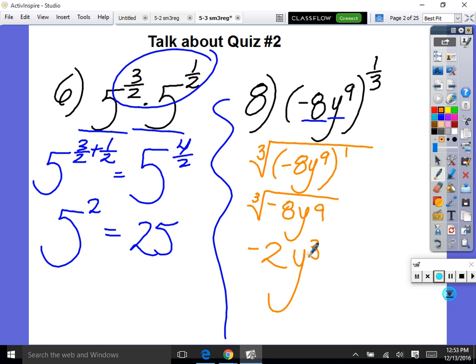Or you could have done raise the power to a power and you multiply. Negative 8 to the 1/3, and y raise the power to a power, you multiply. That's 9 over 3, which is 3. So then the cube root of negative 8 is negative 2. We got there 2 different ways.